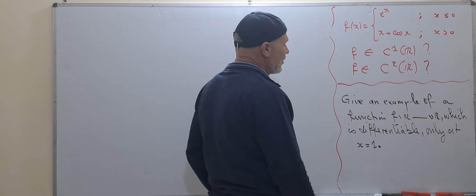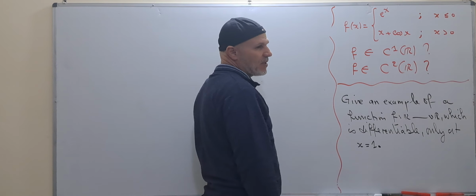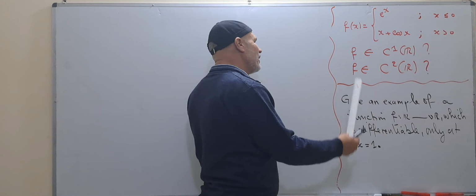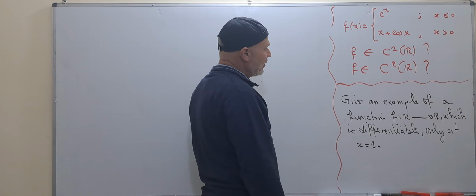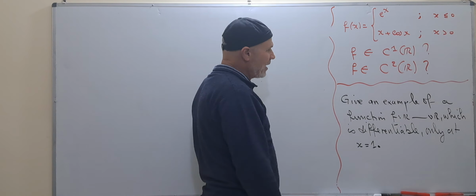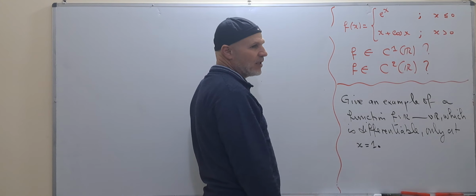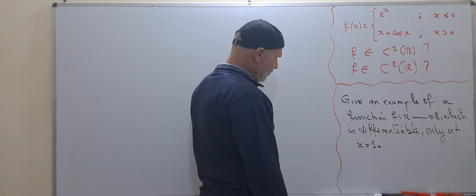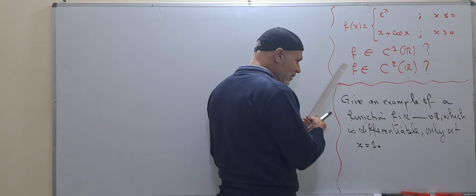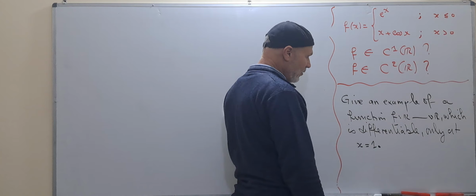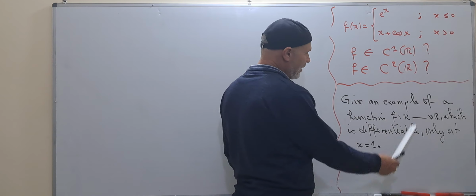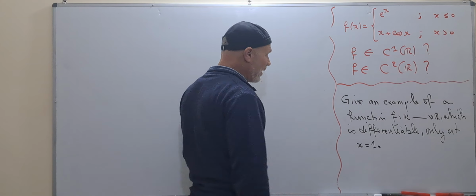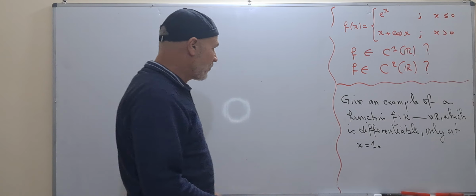We mean by C1 of R that f is differentiable and its derivative is continuous. And we mean by f belongs to C2 of R that f is twice differentiable and the second derivative is continuous. The second exercise: give an example of a function f from R into R which is differentiable just only at x equal to 1. Let us start with the first question.